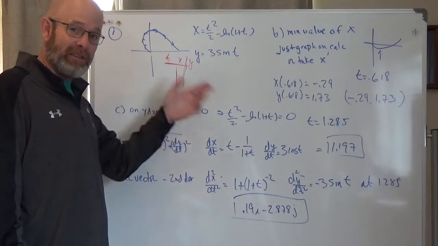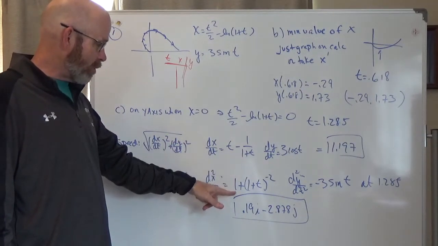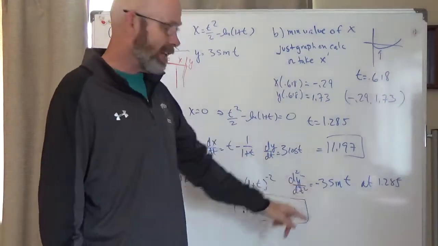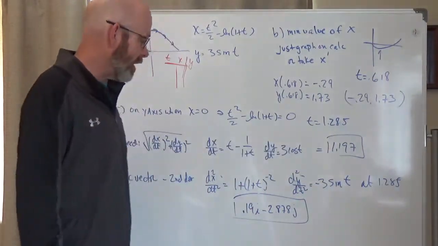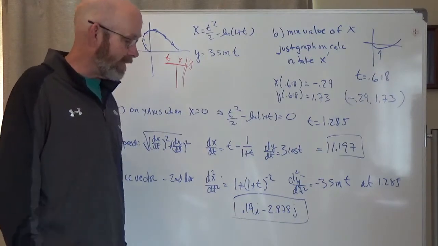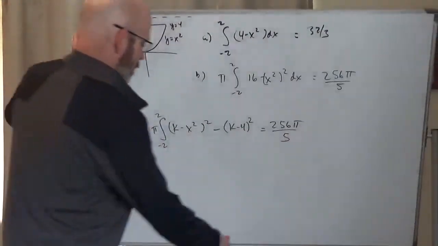Then it asked for the acceleration vector. The acceleration vector is just another derivative. The second derivative of x is the derivative of this one, which is 1 plus t to the negative 2. The second derivative of this one is negative 3 sine t. Just plug in that same time, 1.285, and I got 0.19i minus 2.87j. So that's it for problem 1.